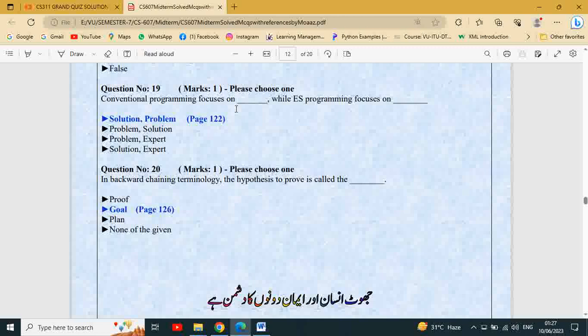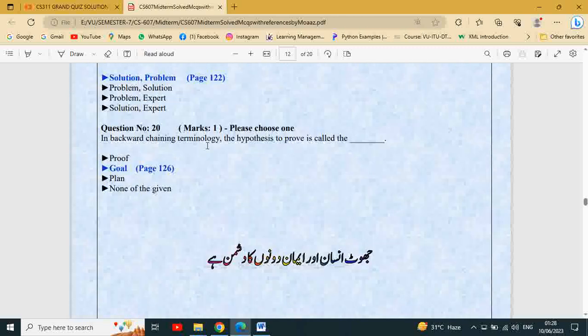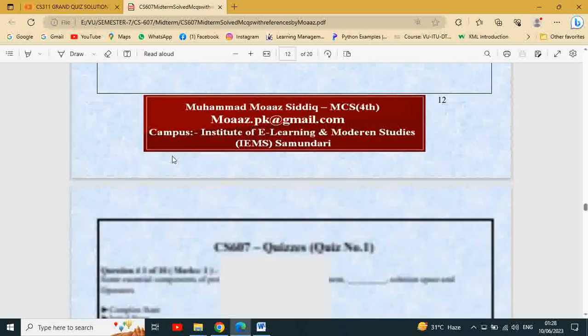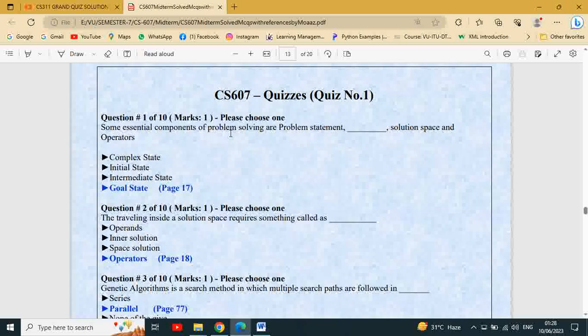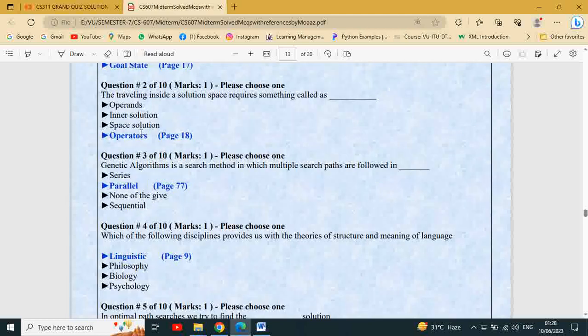Conventional programs focus on the solution while expert systems focus on the problem. Conventional programming focuses on the solution, and the expert system focuses on the problem. In backward chaining terminology, the hypothesis to prove is called the goal. Some essential components of problem solving are problem statement, goal state, solution space and operator. Traveling inside the solution space requires something called operators.